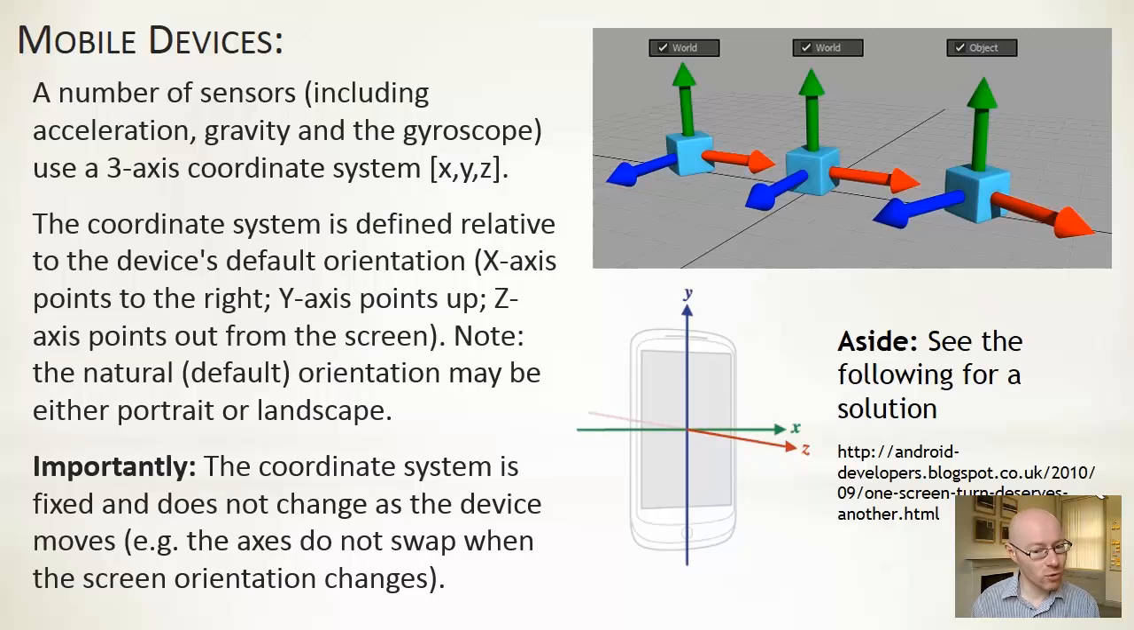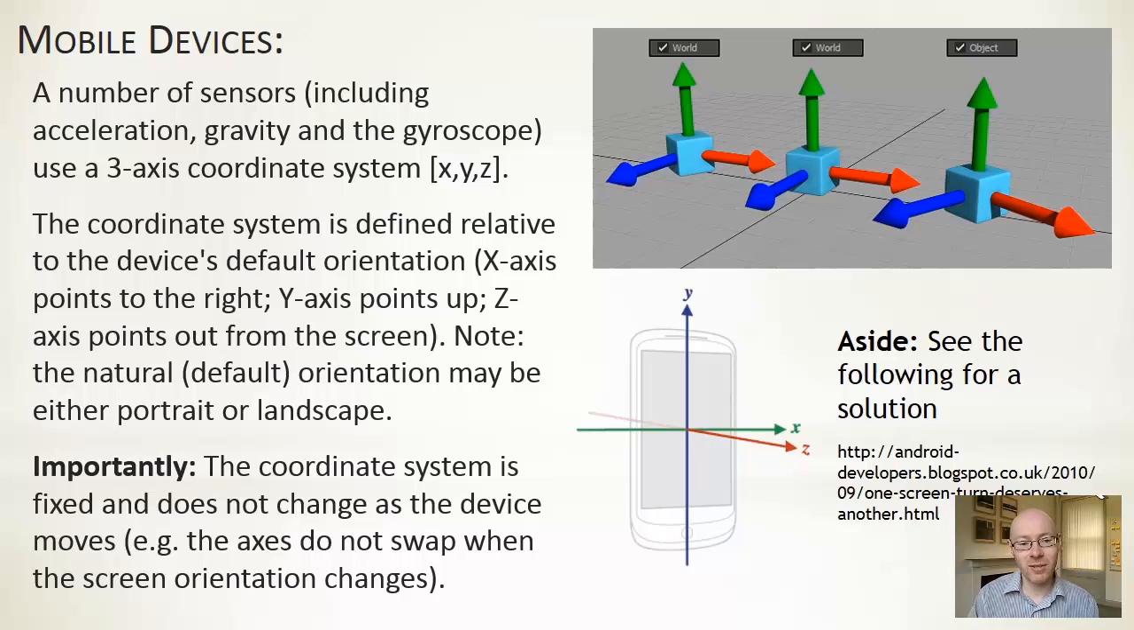It doesn't change. So if the phone is designed to be held in portrait mode, where positive X points to the right of the device, and you shift this around so you're holding it in landscape mode, now positive X is either going to point up the device or down the device, not to the left, not to the right. So the axes don't swap if you change the orientation. They are always defined relative to the default orientation.